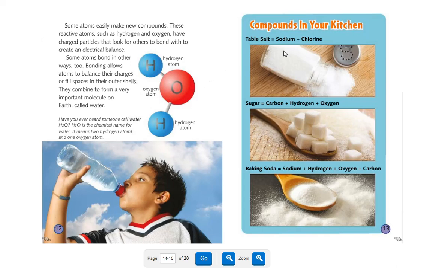So some other chemicals that are the result of different types of atoms bonding together to create new molecules that you may be familiar with. If an atom of sodium bonds with an atom of chlorine, that will actually create sodium chloride or table salt, like the salt you put on your food. Sugar is a combination of carbon, hydrogen, and oxygen. And baking soda is sodium, hydrogen, oxygen, and carbon.